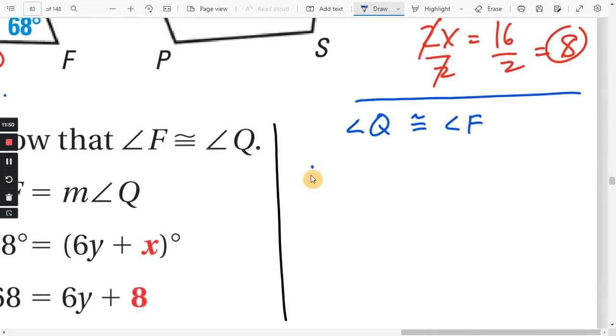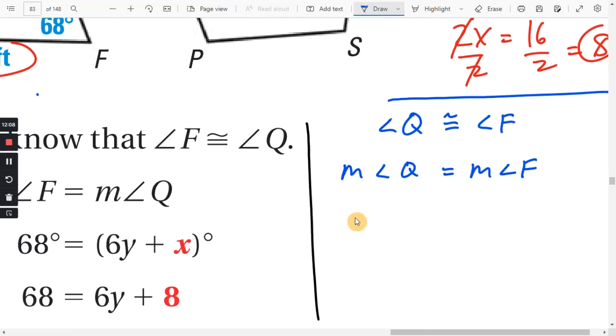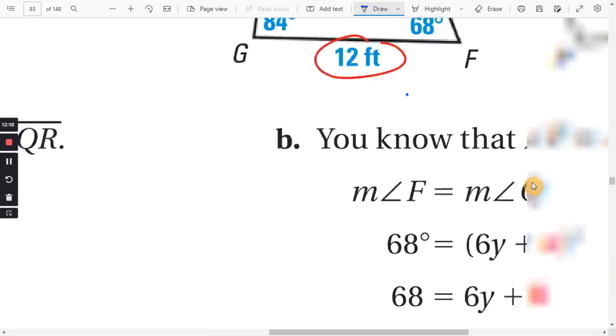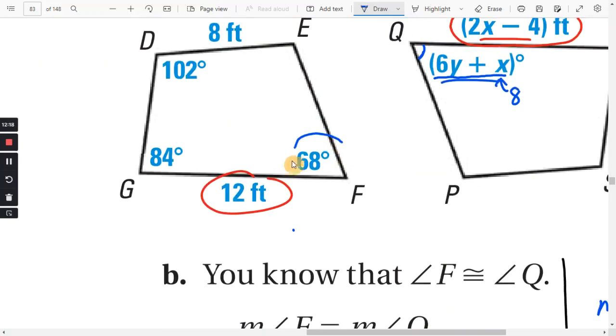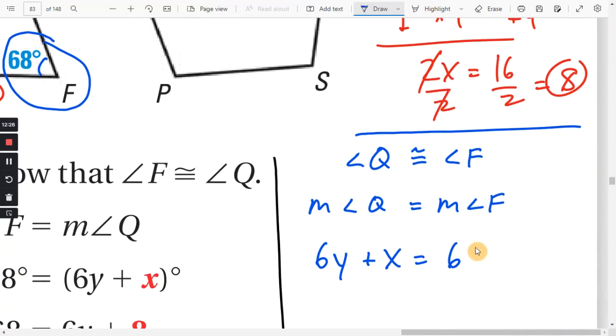And that means that the measure of angle Q equals the measure of angle F. Remember, when you use measure, you use equal, not congruent. But anyhow, angle Q is 6y plus x. And angle F, we can see on the other figure, that angle F is 68 degrees. So the measure of angle F is 68.